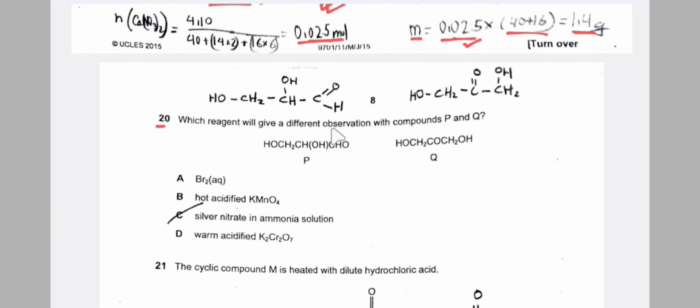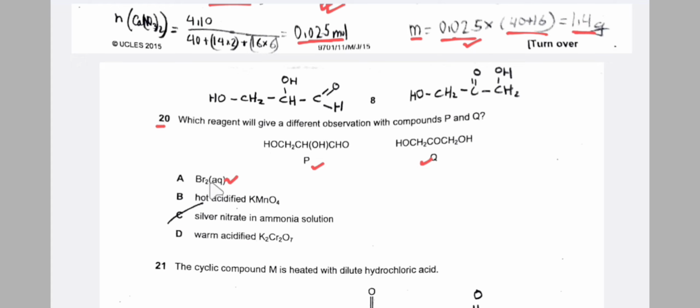Number 20. Which reagent will give a different observation with compounds P and Q? So if we draw the structure of P and Q, then P would be OH, CH2, then CH, OH, CHO. So there is an aldehyde functional group and two alcohol functional groups. Then for Q, OH, CH2, then CO, that is a ketone, then CH2OH. So this is the structure of Q.